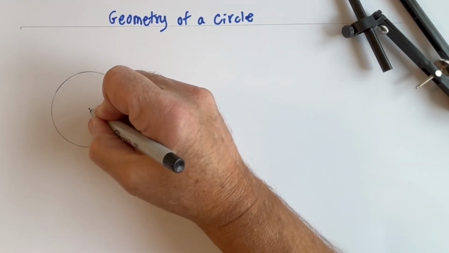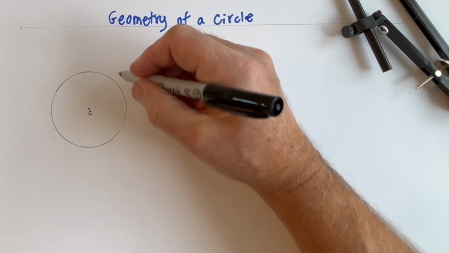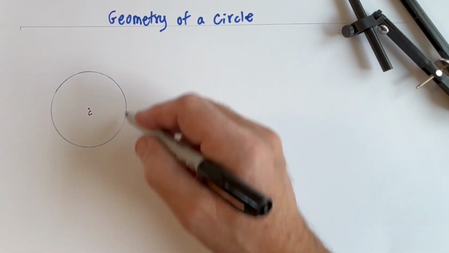The center point there is called the center, and the outside area is called the circumference. This is the length around the outside of this circle.